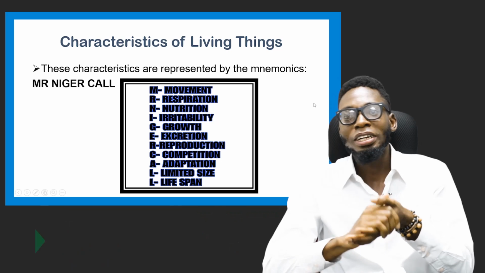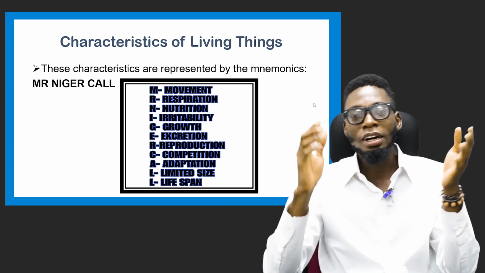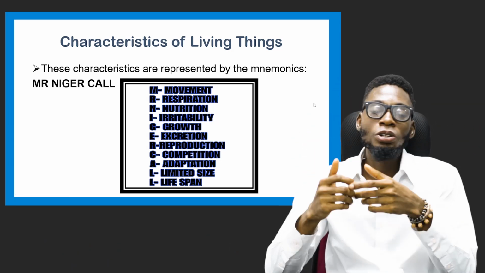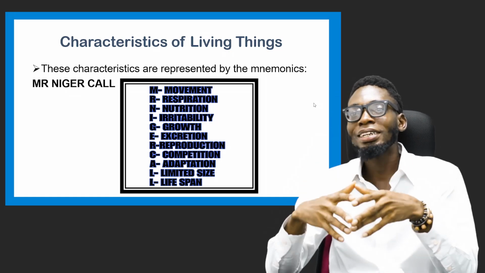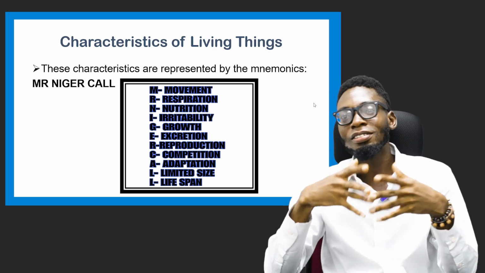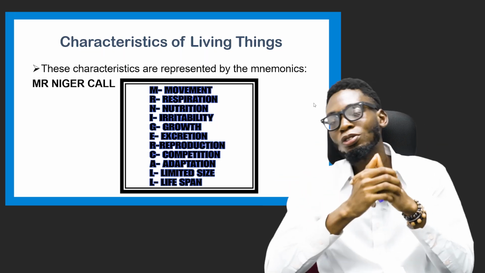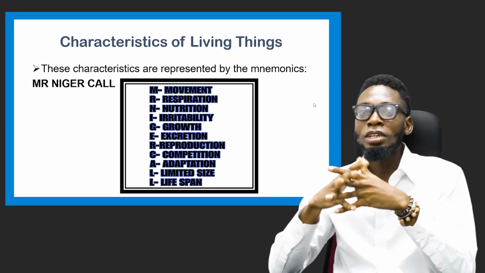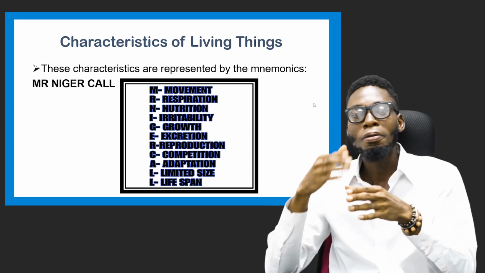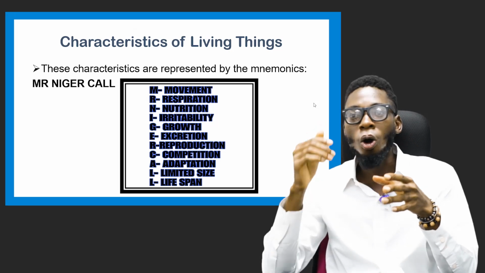Let's move over to the characteristics of living things, or features of living things. Now, for us to be able to remember the characteristics of living things easily, for us to recall it with little or no stress, we'll have a mnemonic for it. And the mnemonic is Mr. Ninja Call. Mr. Ninja Call.